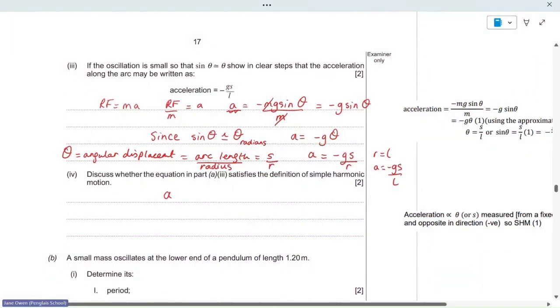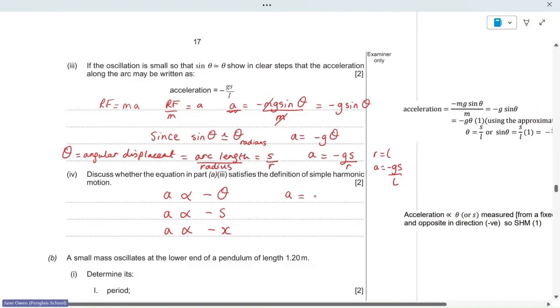Well, for simple harmonic motion, the acceleration is proportional to the negative of the displacement. This could be an angular displacement, or we could say it's proportional to the displacement from the equilibrium position, i.e. the arc length, or in terms of x, the linear distance as opposed to the arc length from the equilibrium position.